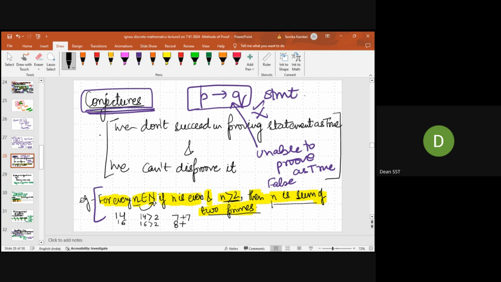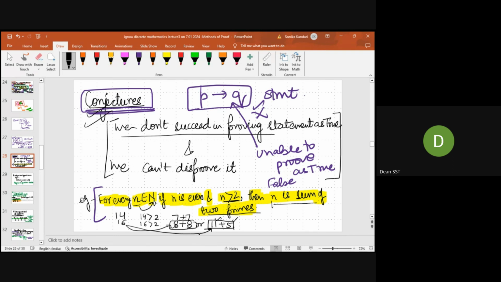How can we form 16? 8 plus 8, or 11 plus 5. And what about 11 and 5? Is 11 prime or not? Yes. And 5 is prime, yes. And 8 is not prime. So 16 can be formed using 8 plus 8, and 16 can also be formed using 11 plus 5. Fine. So that is a conjecture.